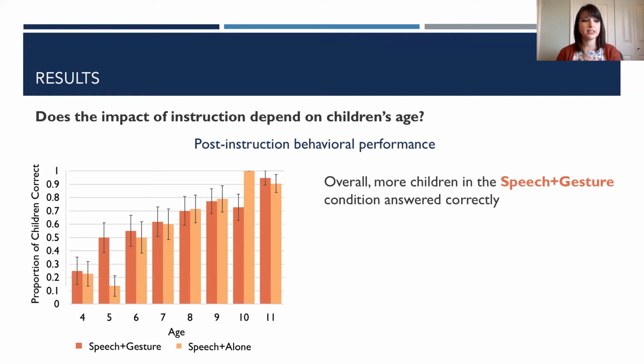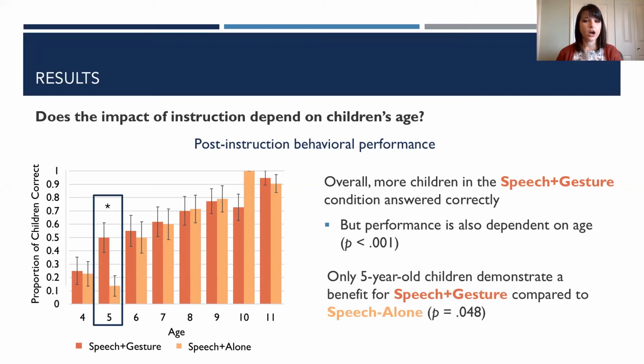But we can see that performance is dependent on age, where older children are performing better after instruction than younger children. However, this should be considered within the context of a marginal interaction we found between age and condition. Post-hoc analyses indicate that only 5-year-old children are demonstrating this benefit of speech plus gesture compared to speech alone at that post-instruction trial, whereas for all other children, there was not an effect of condition.